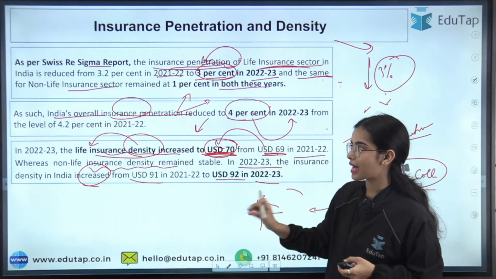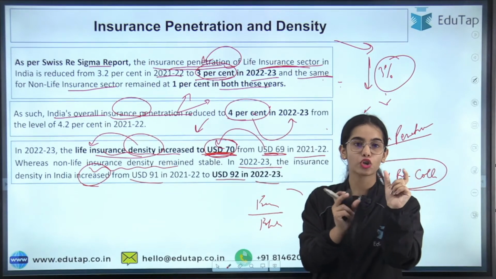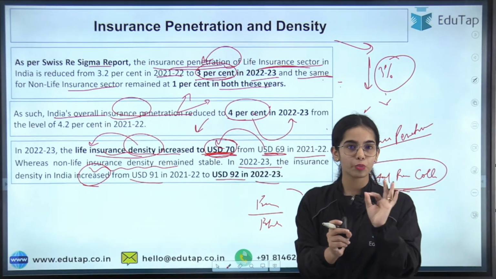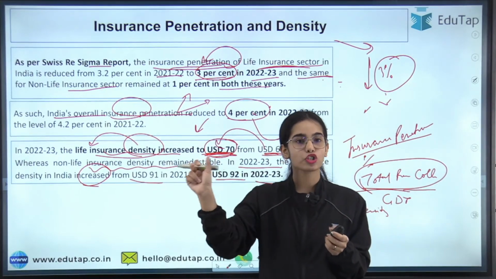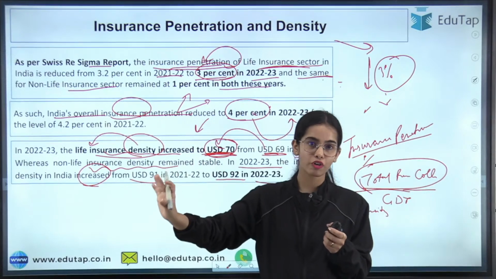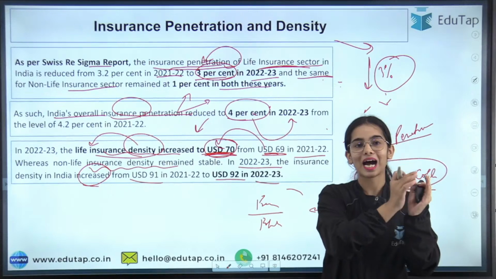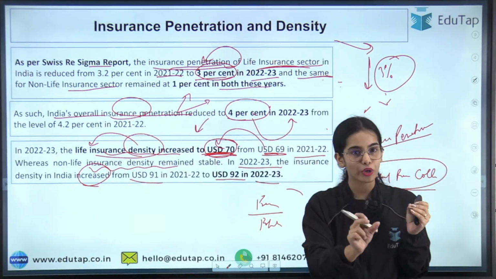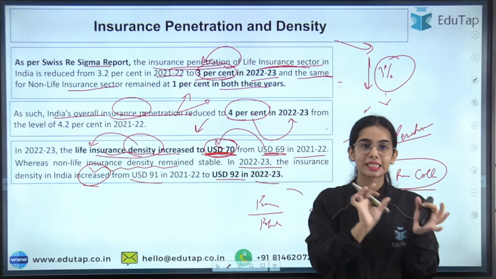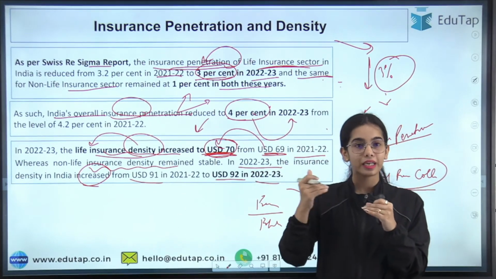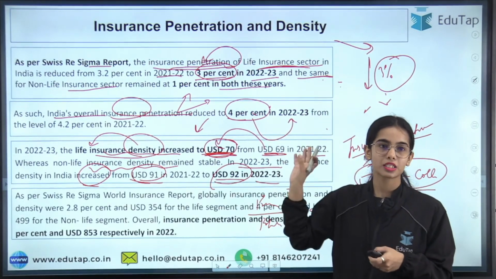Any confusion anyone has in these data points? First of all, insurance penetration for the life insurance sector has become 3% from 3.2%. The non-life insurance sector has an insurance penetration of 1%. Cumulatively, before, in 2021-22, they had an insurance penetration of 4.2%, but now they have 4%. Okay, the insurance density in totality has increased from $91 to $92. So this is the basic idea.